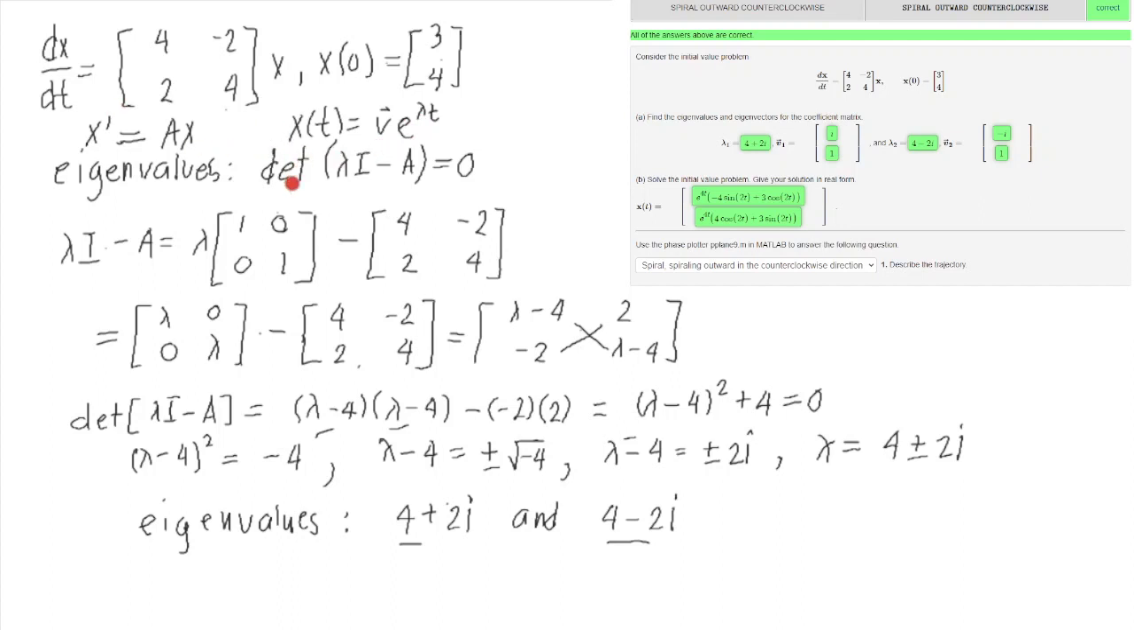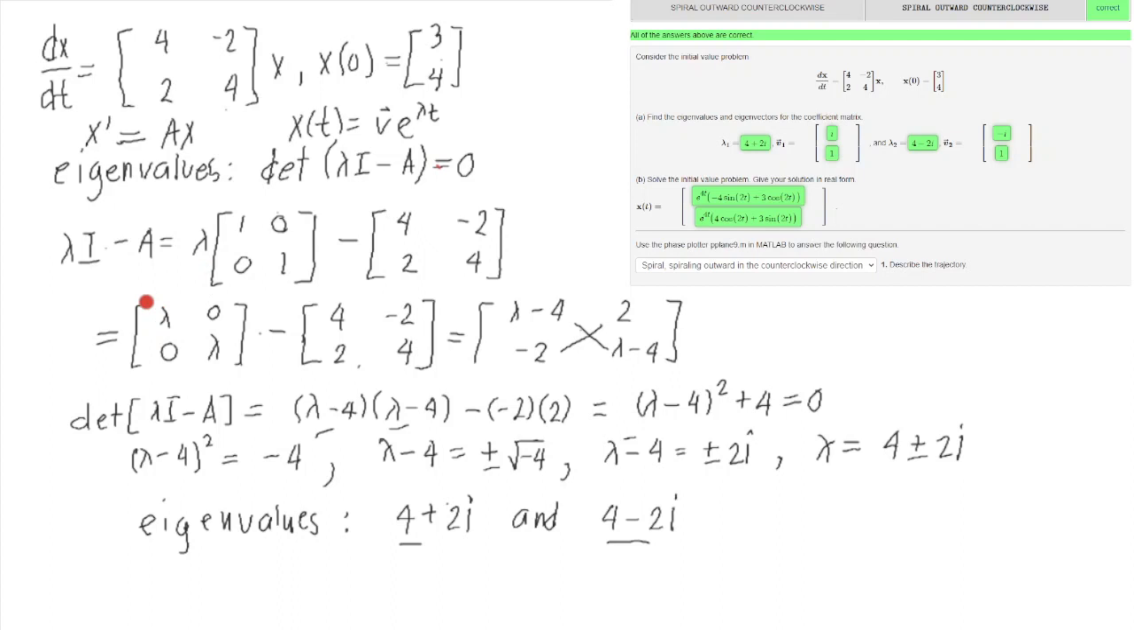Now, to find the eigenvalues, this equation right here should be satisfied. This says that the determinant of λI minus your coefficient matrix should be equal to 0. Before getting the determinant, let's first find λI minus A. Your λ is just λ, and your identity matrix is [1, 0; 0, 1], minus your coefficient matrix, which is [4, -2; 2, 4]. And then distribute the λ to the identity matrix.